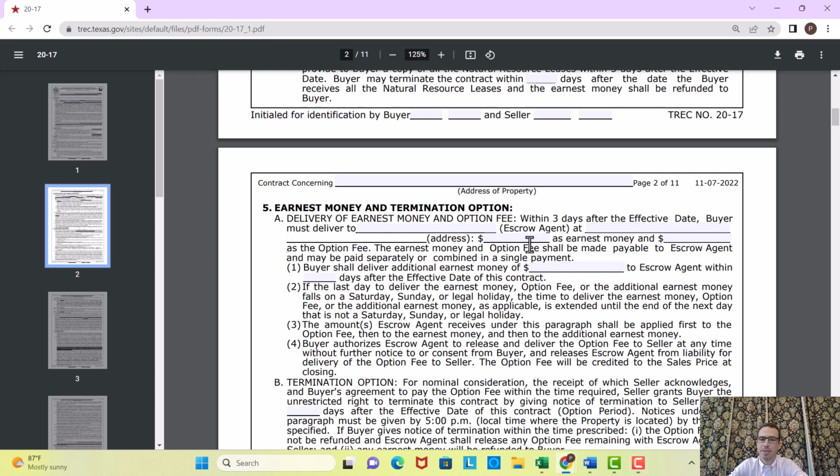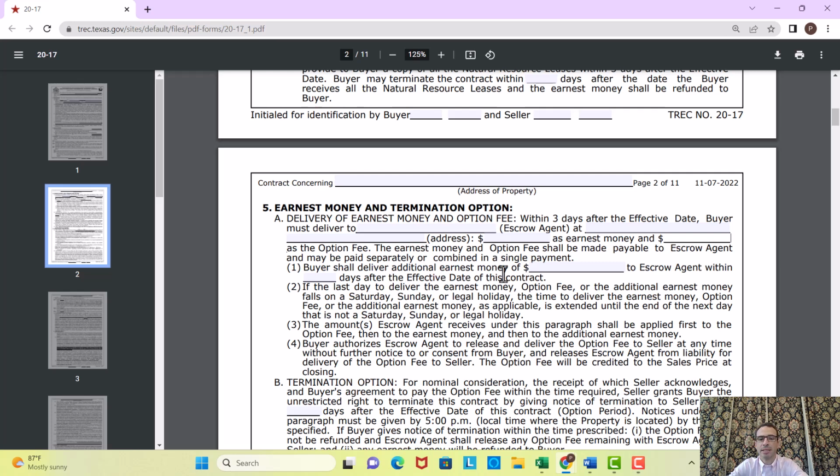The dollar amount is the earnest money. Typically, you see 1% of the purchase price is earnest money. So if it's a $1 million property, your earnest money would be $10,000, and your option fee, you may see $500 or something like that as an option fee that goes there.